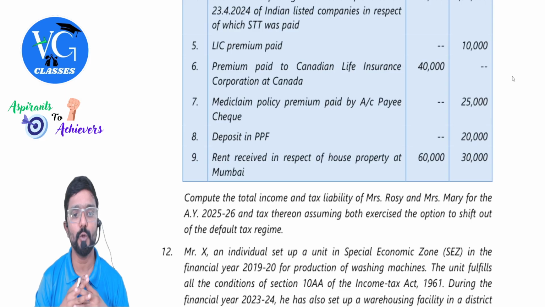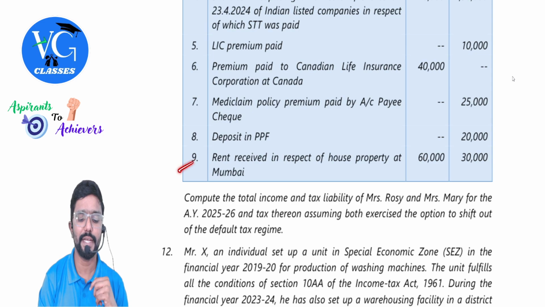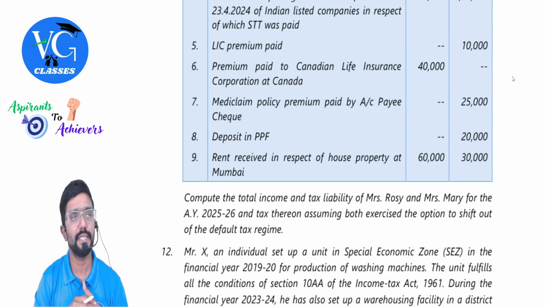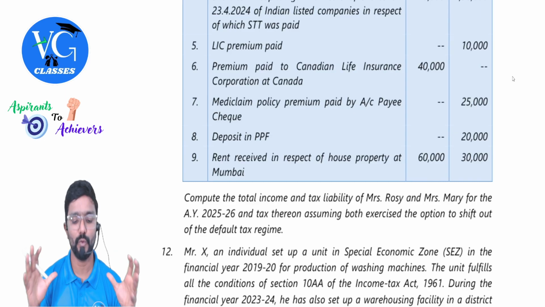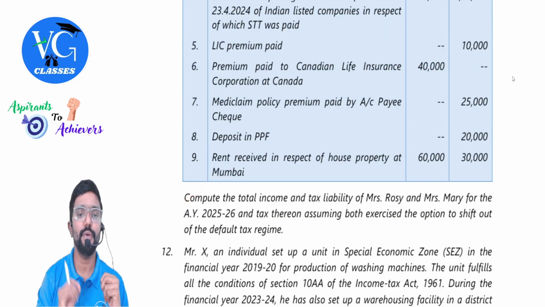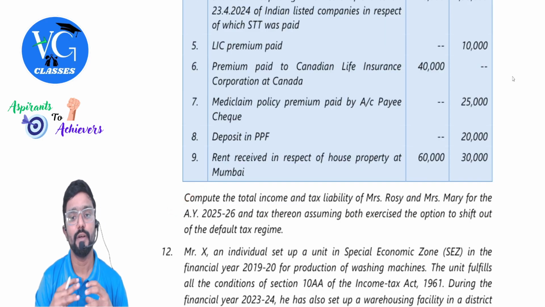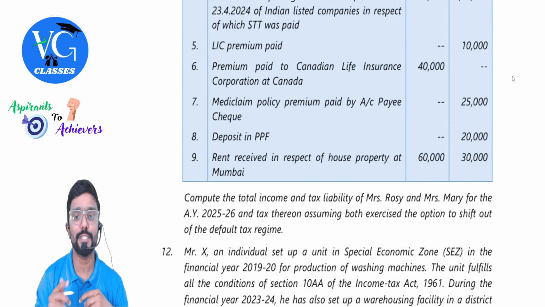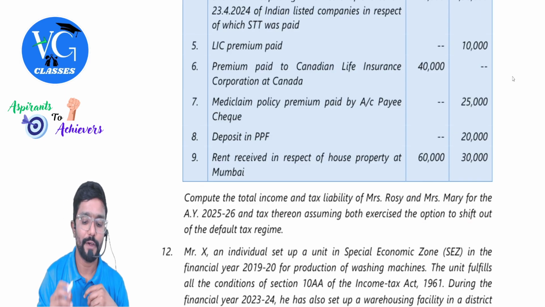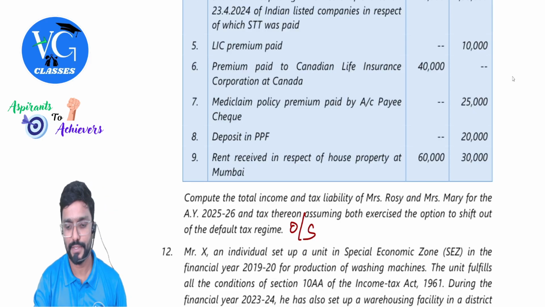Rent received in respect of house property at Mumbai, taxable under head house property. Okay, when the question is silent, take this only as GAV, which stands for gross annual value. Compute the total income and tax liability of Rosie and Mary for assessment year 25-26 and tax thereon. Okay, they are asking tax also. Assuming both exercise the option to shift out of default tax regime, means they are following the optional scheme, guys.